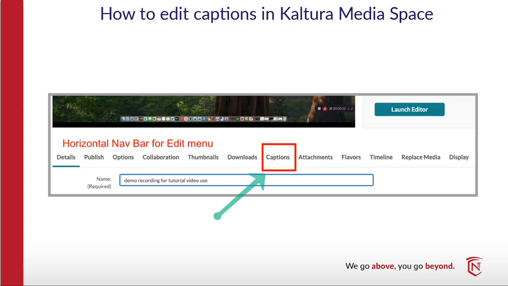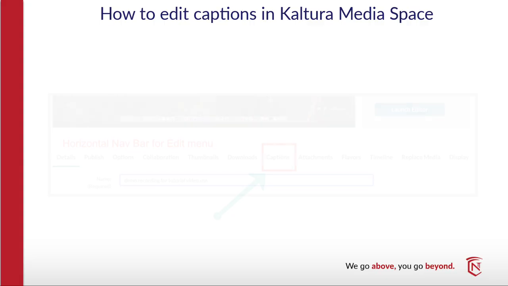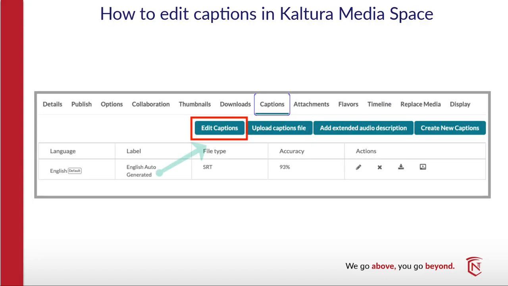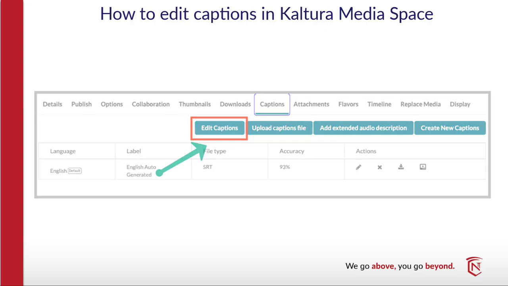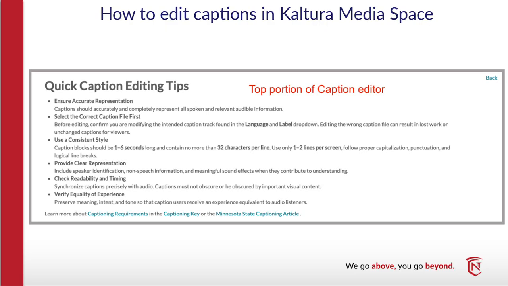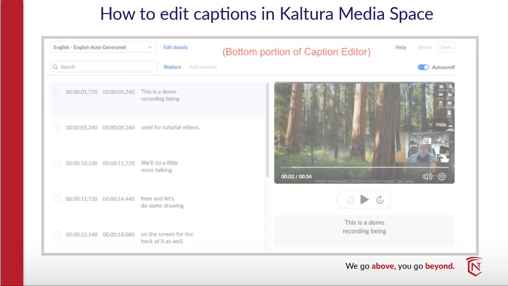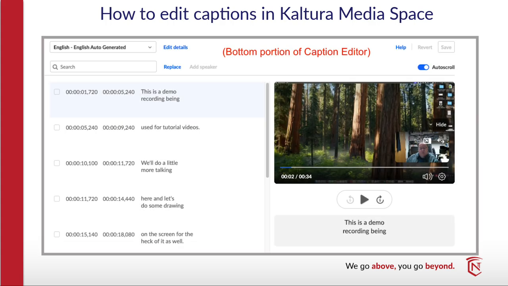Next, you will want to select Captions from the navigation bar. In the four options that appear, select Edit Captions. The Edit Captions window will appear. In the top portion, you will find tips for captioning, along with some linked resources. Below this is the Edit interface.